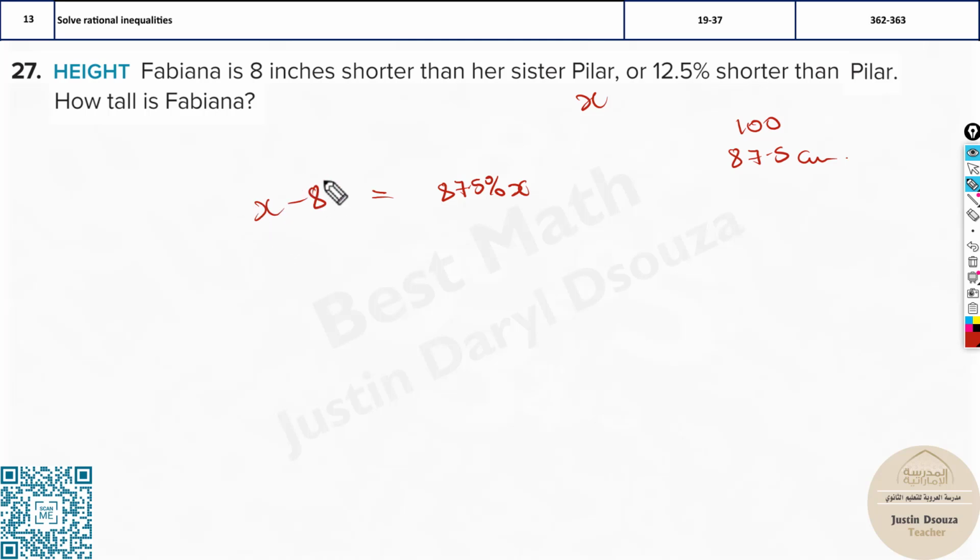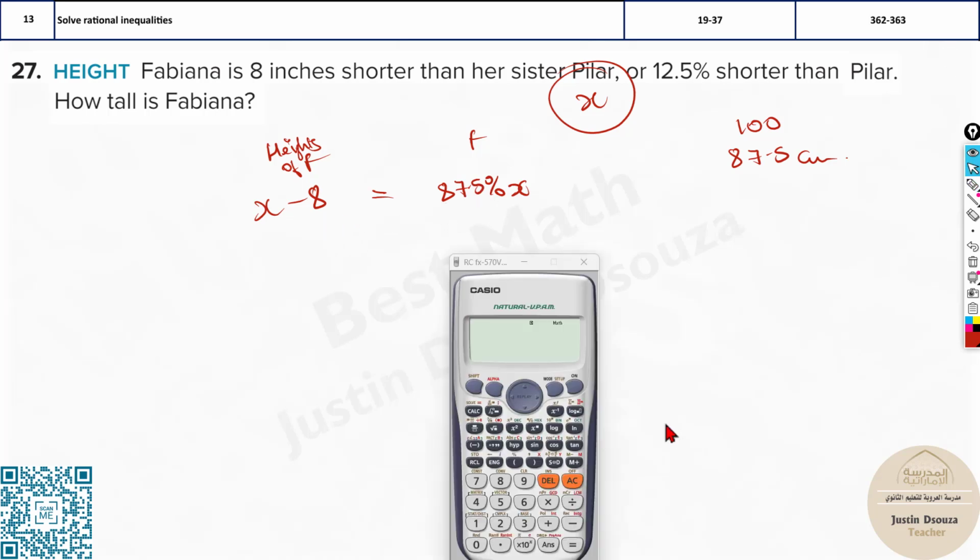And over here also, x minus 8 is the height of Fabiana. Both are heights of Fabiana. So this is how we use Pilar's height and equate them and make sure they are equal. Pilar is a name, by the way. And now we just solve it up. Over here, you can just put it in the calculator and solve it. So let us type it out. x minus 8 will be equal to 87.5 percent. Sorry, percentage is given as shift and this symbol, times x.